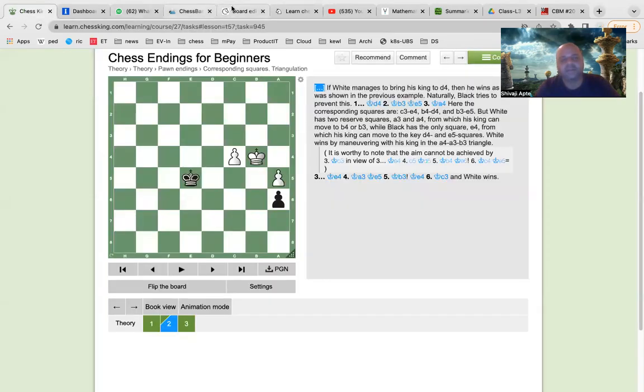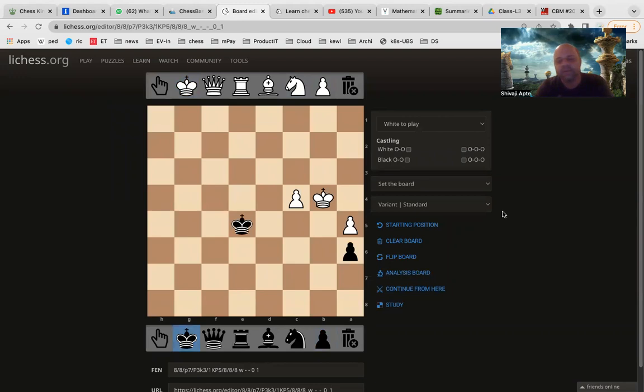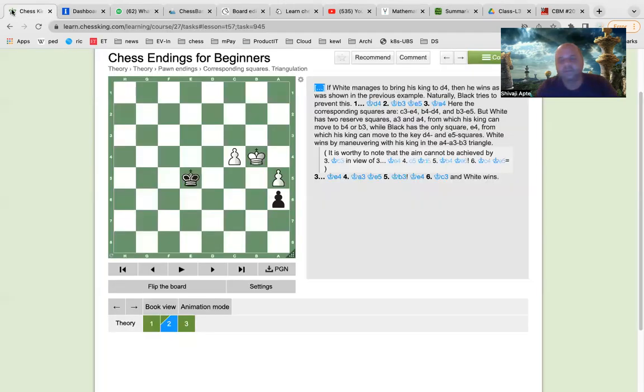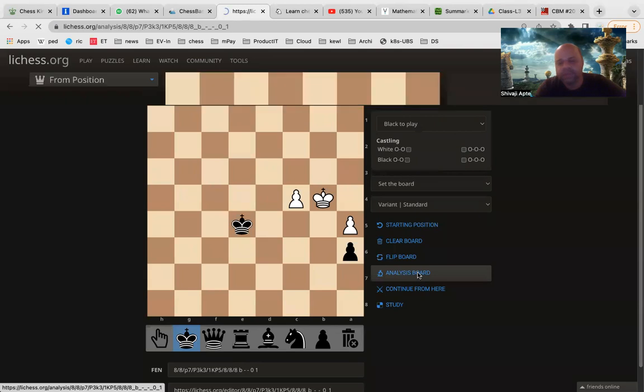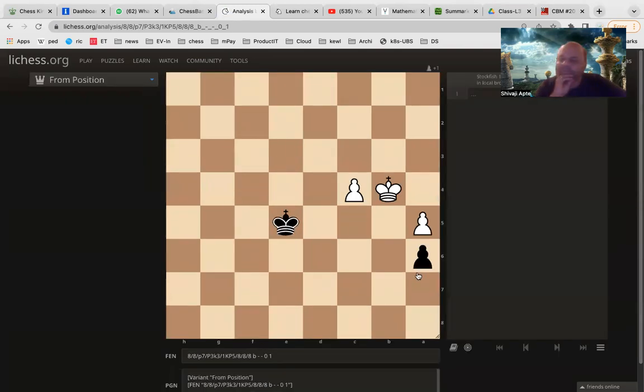Yeah, this is correct, right? And who is to play? I think it is black to play. Okay, so let us put it, not white to play, but black to play. So analyze it. Okay, now let us analyze here and try to understand what is the corresponding square.